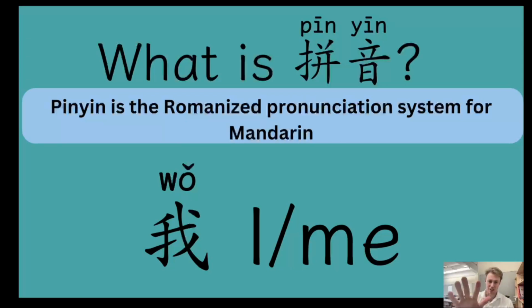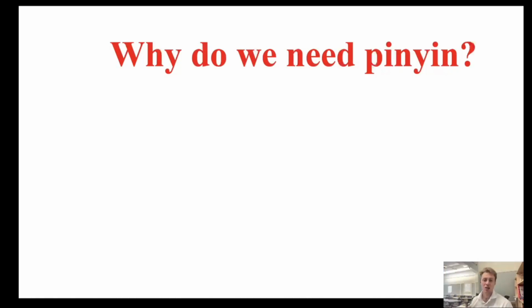So we can see it written in a couple places here. We see pinyin written out in pinyin there, and we see 我 written in pinyin there. 我 意思就是 I or me. Why do we need pinyin if we're going to be writing in characters anyway?